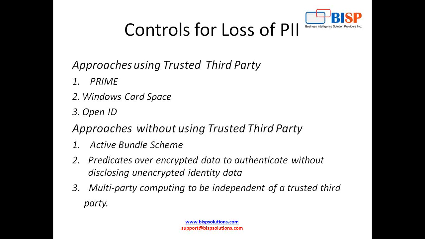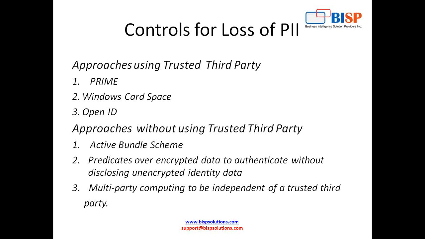The other one is where encrypted data is used to authenticate without disclosing the unencrypted identity data. So there are differences between unencrypted and encrypted data, which it predicates and uses to authenticate. And the third one is multi-party computing. Whenever you use distributed computing and approach the security issues this way, the loss would be minimized. So those are the approaches without using a trusted third party.